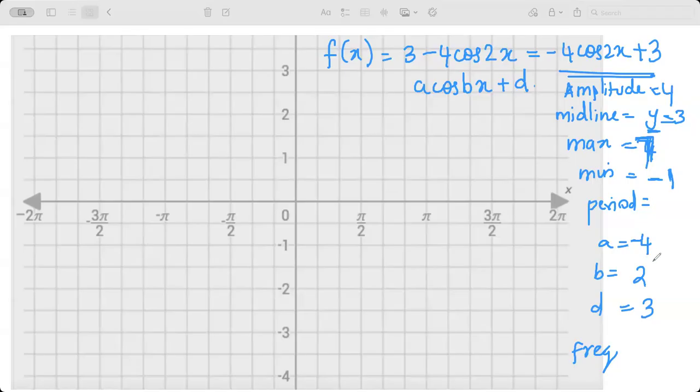For period, what do we need to find? B. B is a 2. 2 pi by B. So period is what? Pi. Any questions, guys? Any questions still here? Guys, these are important, okay? Once you understand one, school will be so easy.